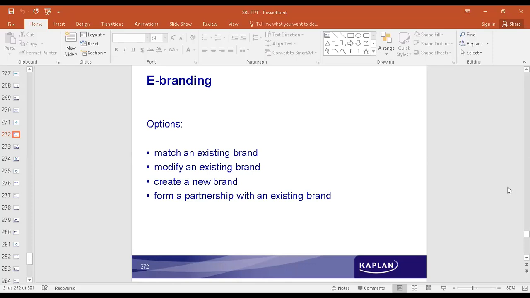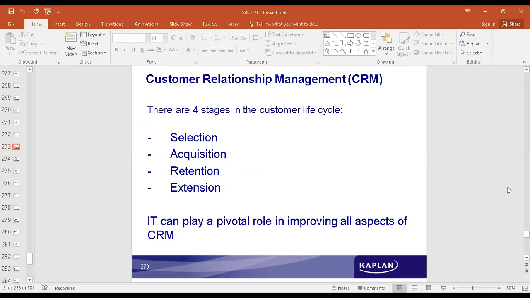stand in comparison with other brands. So match an existing brand, modify an existing brand, create a new brand, form a partnership with the existing brand. So join hands with others so that they can also share in the brand identity of another player in the market.